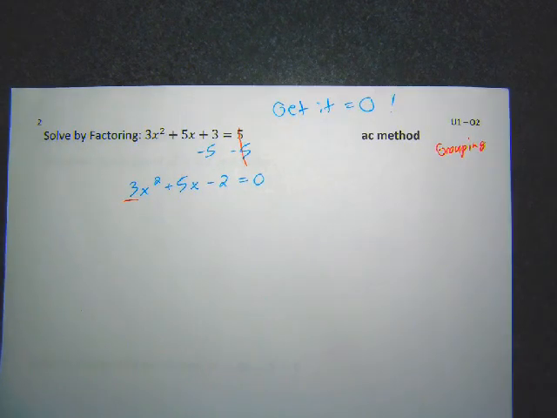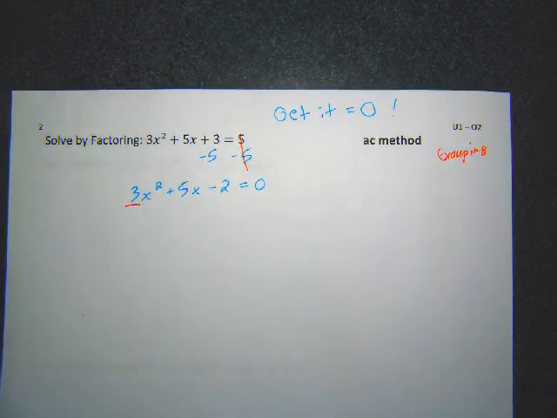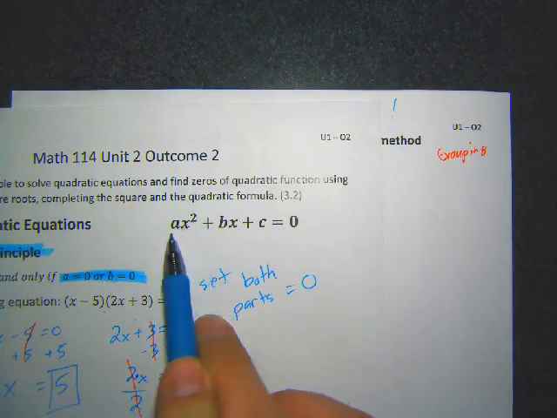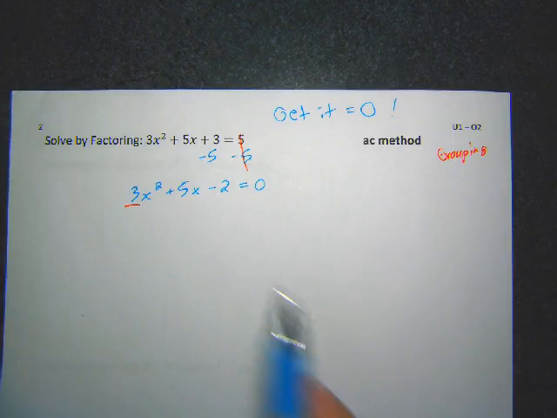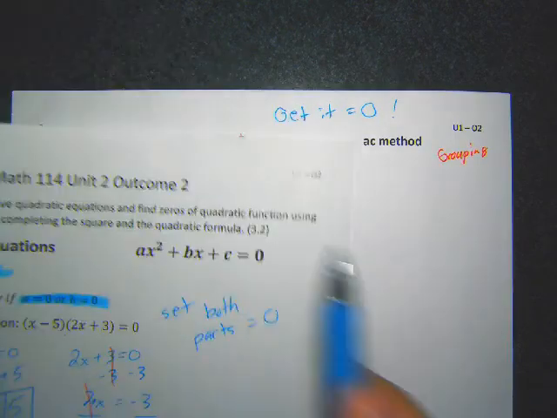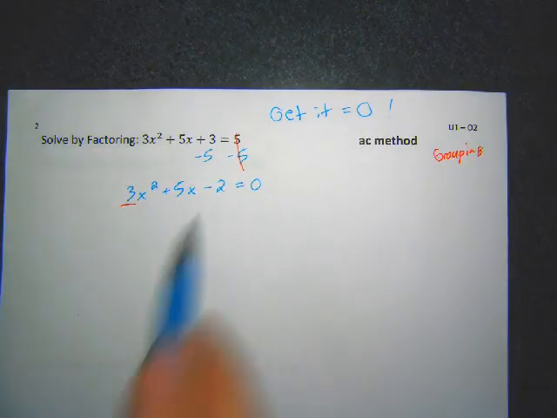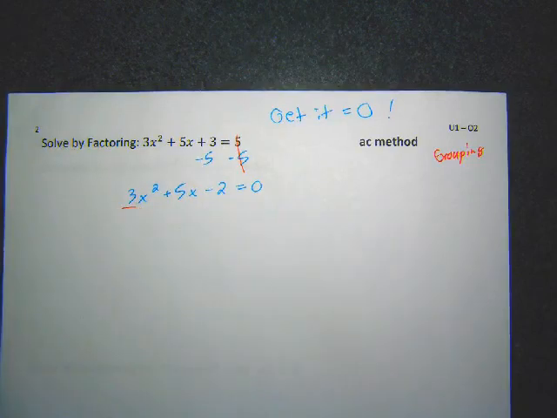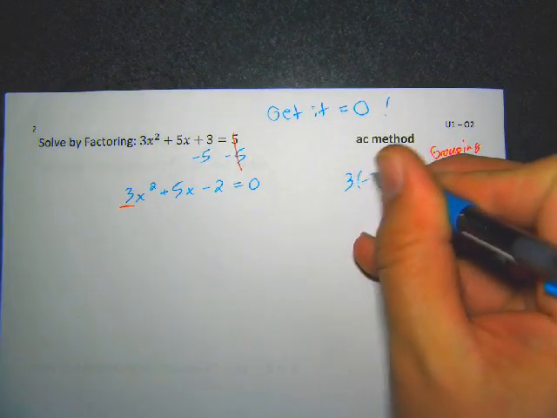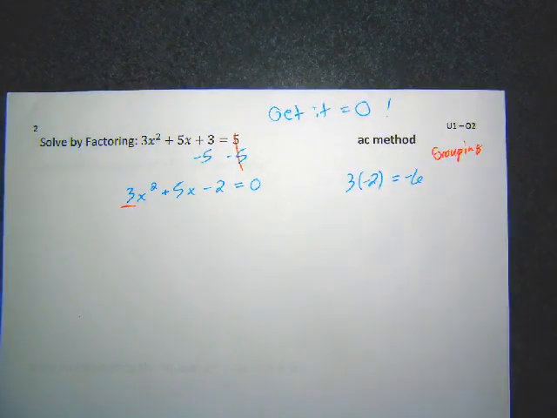So you can call it either, but the AC method: what we do is we look at the first term, which we like to call A. We call the number in front of the x squared an A, and the last term, the constant term, which we like to call C, and we multiply those together. So we take 3 times negative 2, and I get negative 6.